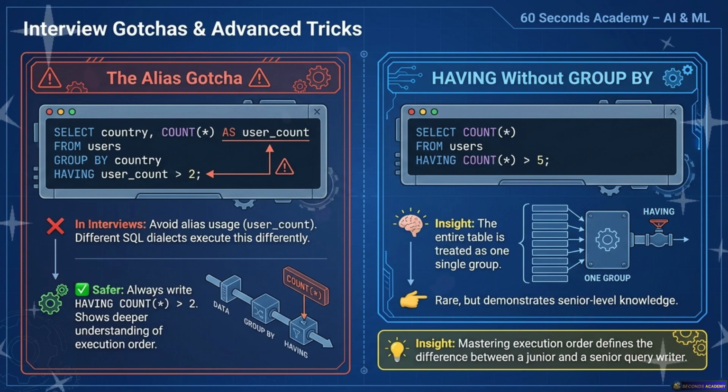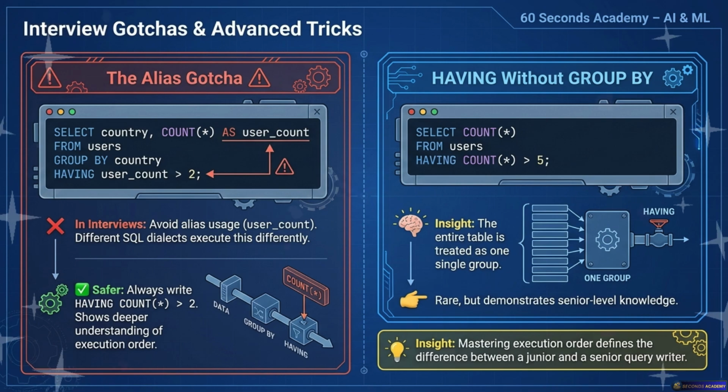Strictly speaking, aliases defined in the SELECT clause shouldn't be accessible to the HAVING clause. Because HAVING executes at step 4. Right. And SELECT doesn't execute until step 5. So the alias doesn't exist yet in standard SQL parsing. Exactly. By explicitly writing HAVING COUNT(*) > 2, instead of relying on the alias, you demonstrate to the interviewer that you understand the pure standard SQL parsing order. It proves architectural awareness.